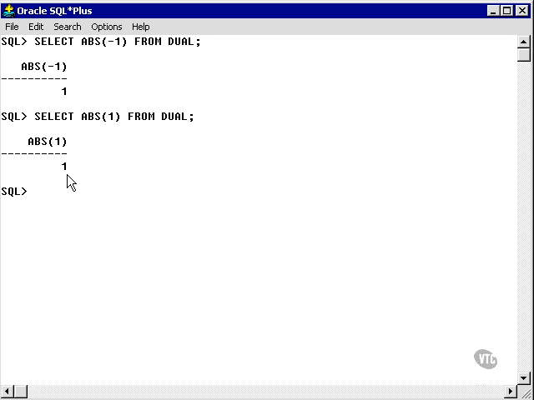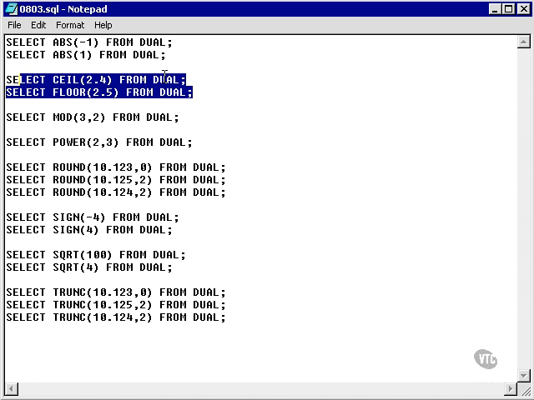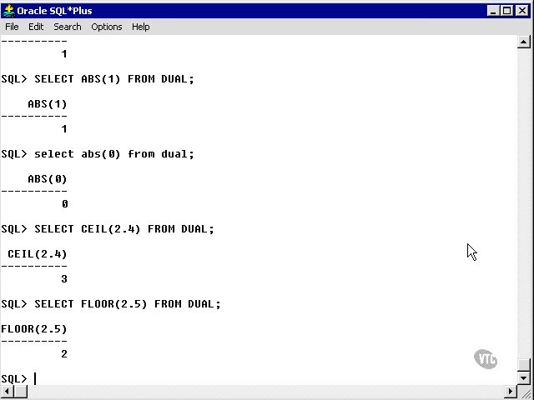Absolute +1 gives you 1. Mathematically, the absolute value function simply gives you the positive value for either a negative or positive number. And obviously, 0 will give you 0. Now let's take a look at floor and ceiling. So we'll copy and paste this. We'll go to SQL*Plus and we'll paste this in.